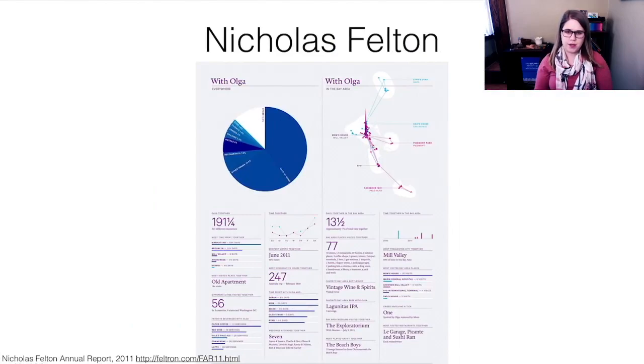So this is a page from one of his annual reports. This one I think is related to relationships. It's about Olga, who is his partner. And you can see that there's a pie chart there. There's a map of places. There's some different numbers, and it's essentially a self-portrait in data.